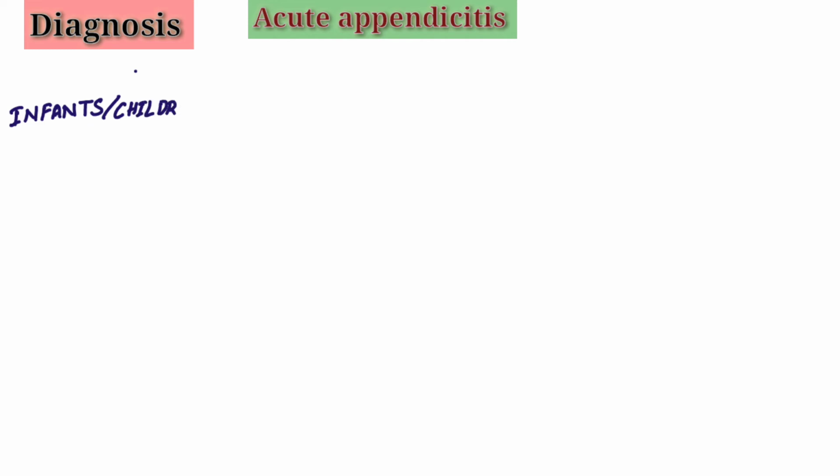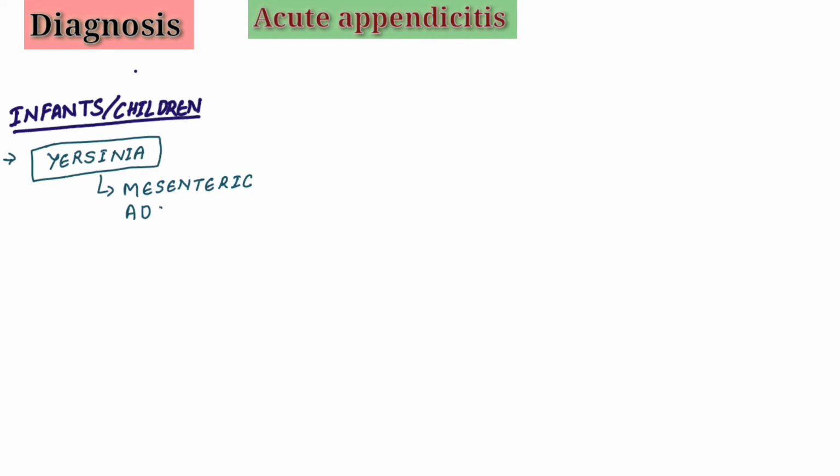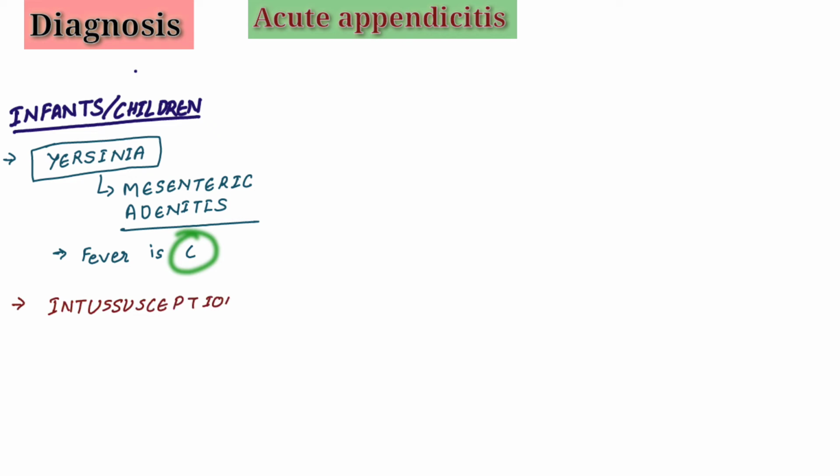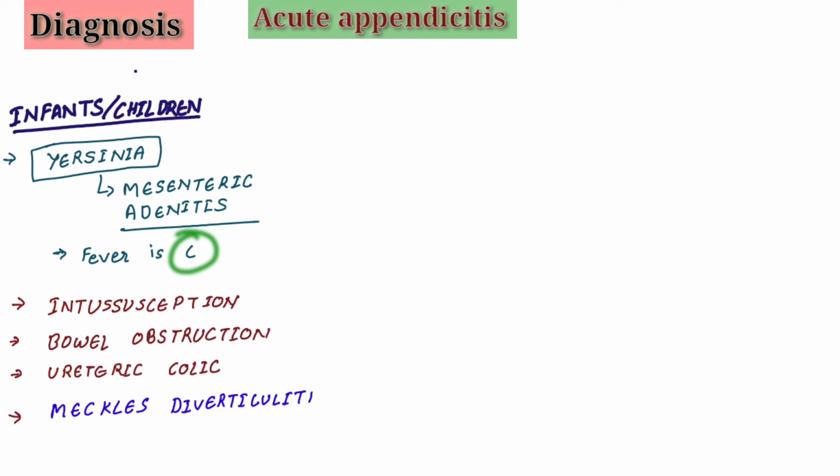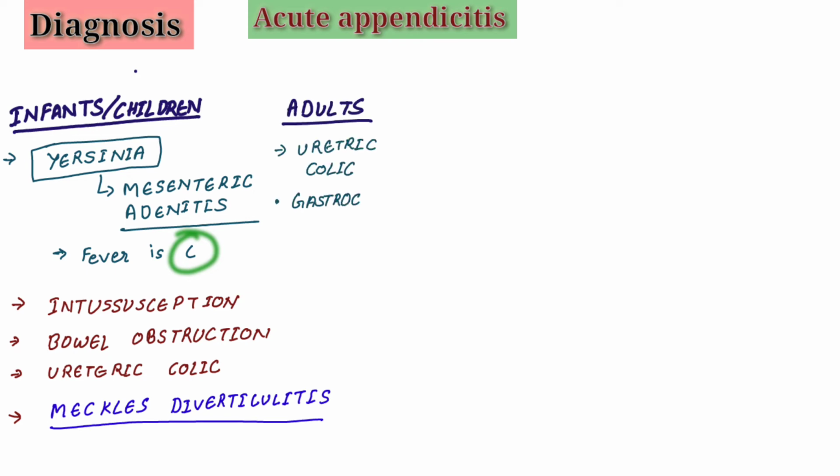Differential diagnosis. If we talk about infants and children, we can see Yersinia infection, which gives rise to mesenteric adenitis. And in mesenteric adenitis, fever is common. Other things you can have are intussusception, bowel obstruction, ureteric colic and Meckel's diverticulitis. In adults we can see ureteric colic, gastroenteritis, bowel obstruction and torsion.